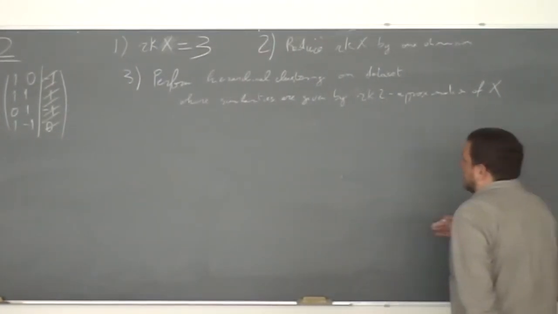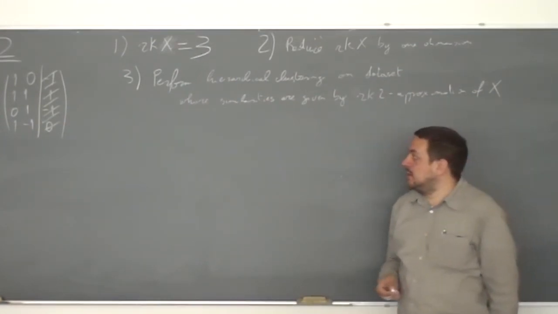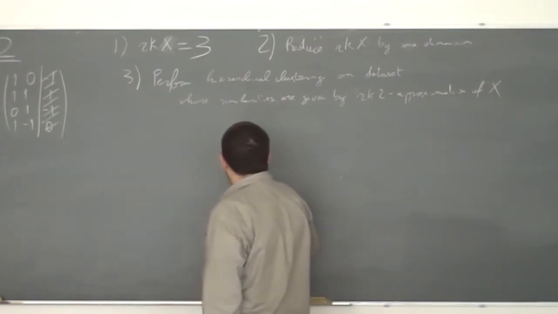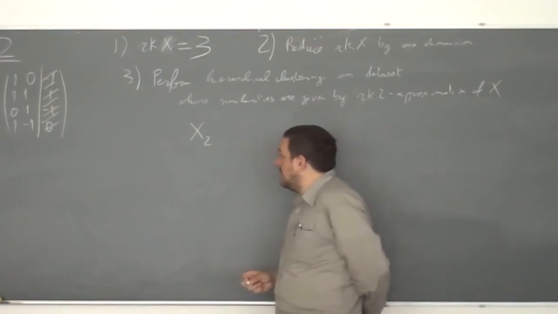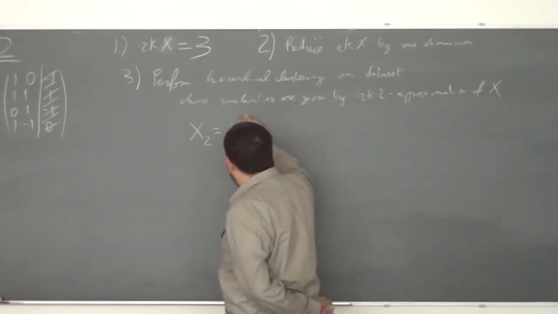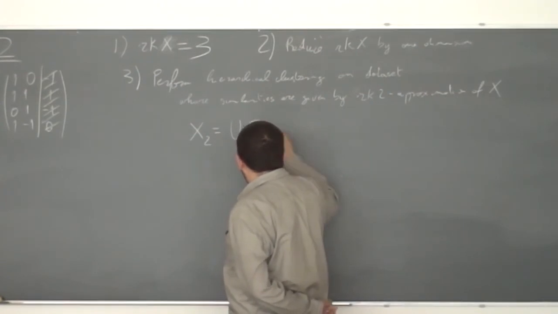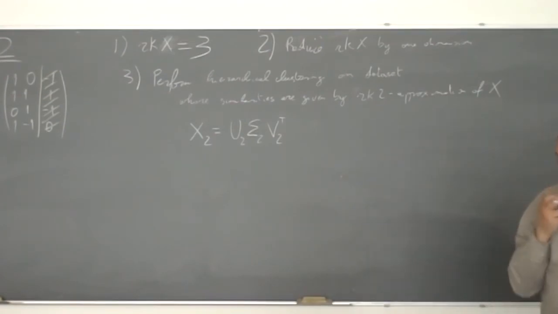So even before performing this clustering, we need to compute these similarities. The rank 2 approximation of X is of course U2 sigma 2 V transpose 2. It's exactly X where we removed all the low information part, the part with little information content.